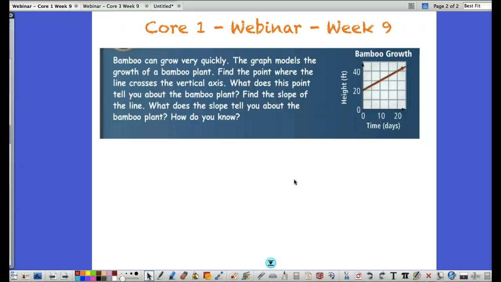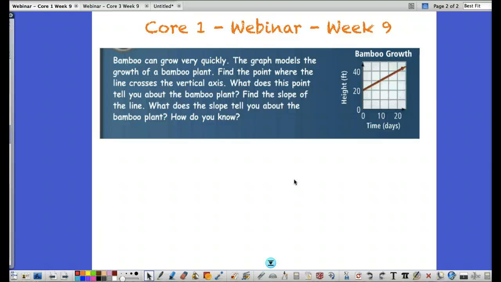So bamboo can grow very quickly, and this graph models the growth of a bamboo plant. What you want to do is find the point where the line crosses the vertical axes. What does this point tell you about the bamboo plant? And then we're going to find the slope of the line, and then we're going to determine what the slope tells us about the bamboo plant. So first things first. Okay, you guys type in your pods.